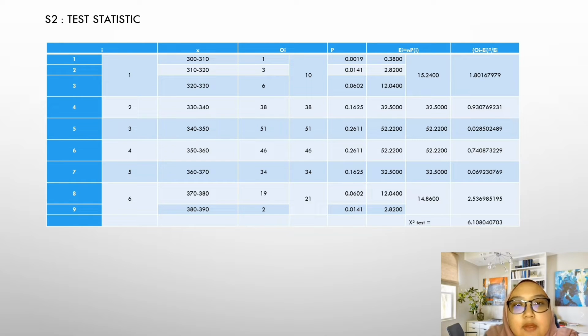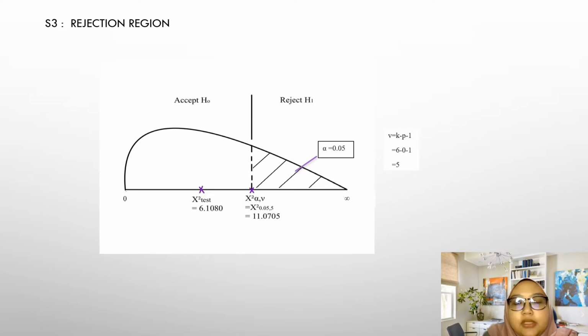We find the frequency table and the range, and then we calculate the probability for each range and calculate the Ei value. If the Ei value is less than 5, we need to sum the values until we get more than 5. After that, we calculate (Oi minus Ei) to the power of 2 divided by Ei, and then we sum up all of the values from this last row and we get the chi-square test value.